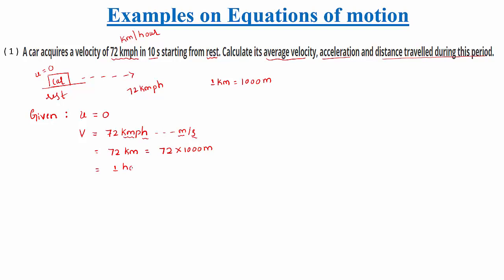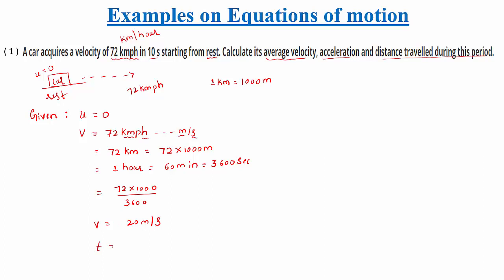Similarly, 72 kilometer per hour. So 1 hour means how many seconds? 1 hour means 60 minutes. 1 minute equal to 60 seconds. So 1 hour equal to 3600 seconds. Now convert the value of kilometer per hour into meter per second. So we can write 72 into 1000 divided by 3600. Calculate this value, we will get 20 meter per second. So final velocity of the car is 20 meter per second.